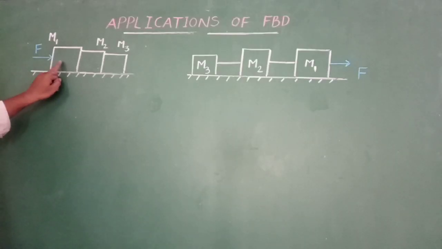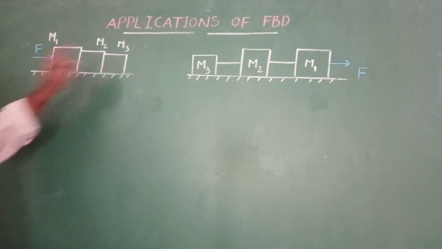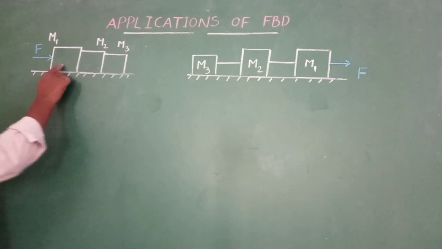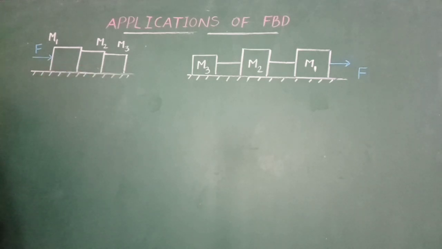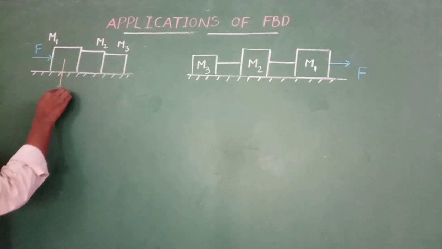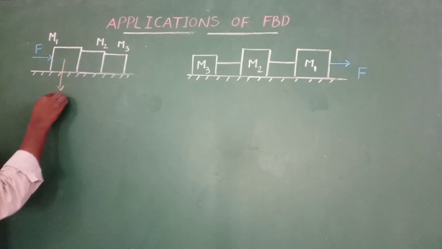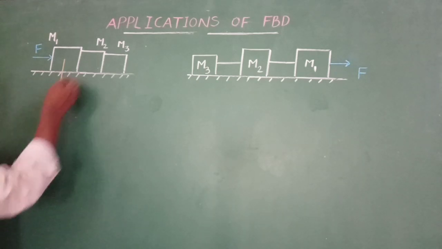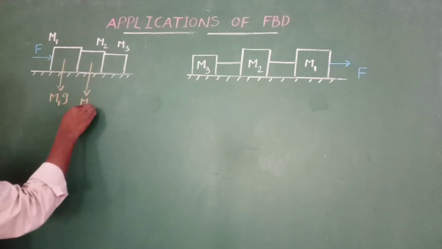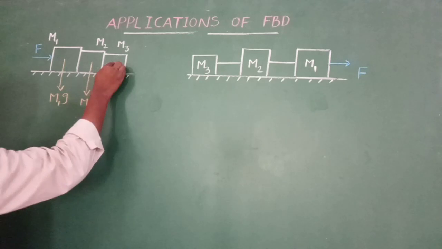Next, here, three blocks of masses M1, M2, M3 are kept in contact and horizontally pushed with a force F. Then draw the free body diagram for M1, M2, M3. If you observe here, for the three blocks, the weights act vertically downward. For the first block, its weight M1g acts downward. The second block's weight M2g acts downward, and the third block's weight also acts downward.